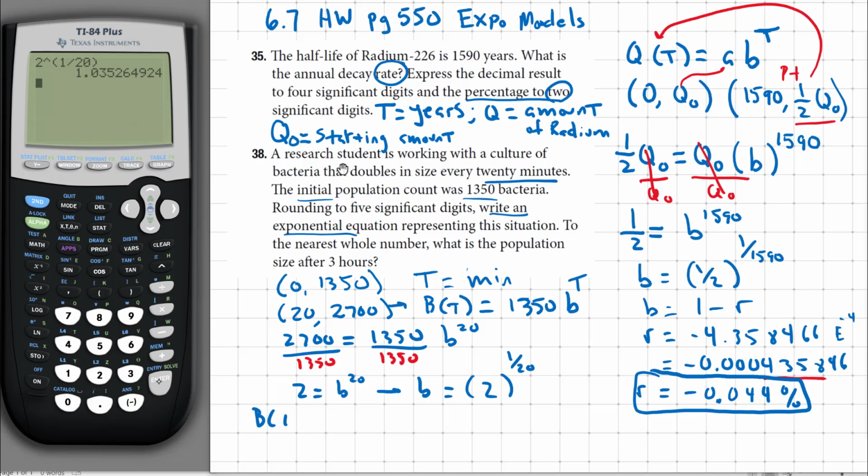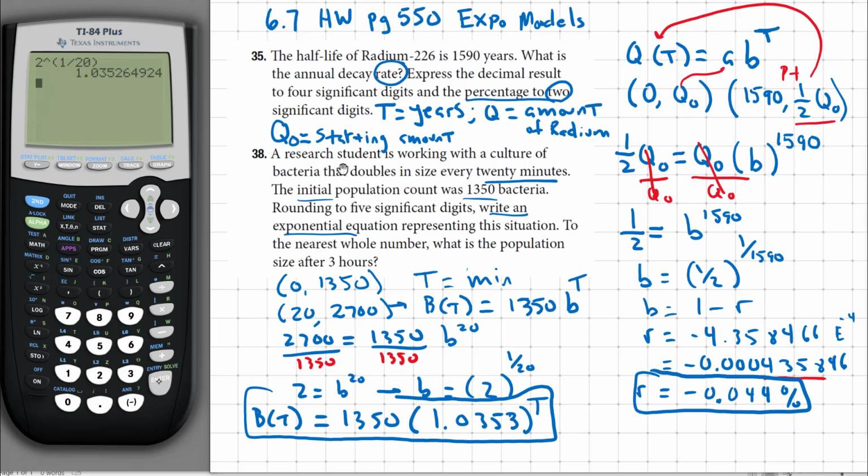So here's our exponential equation. It is going to be 1350 times 1.035. That's 4 significant digits. Then 2, 6. That 2 is in the 5th significant digit, but after it is a 6, so that tells me to round this up to a 3, and I've got it to the t power. And there's my model with 5 significant digits in it.